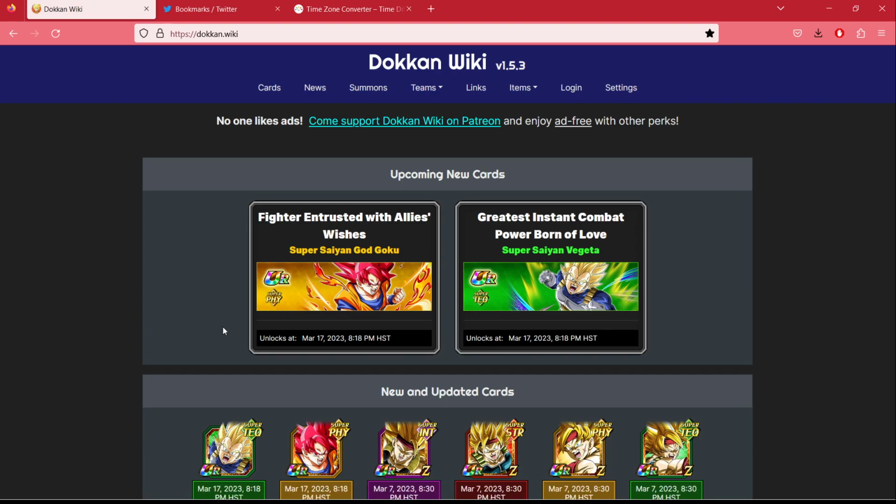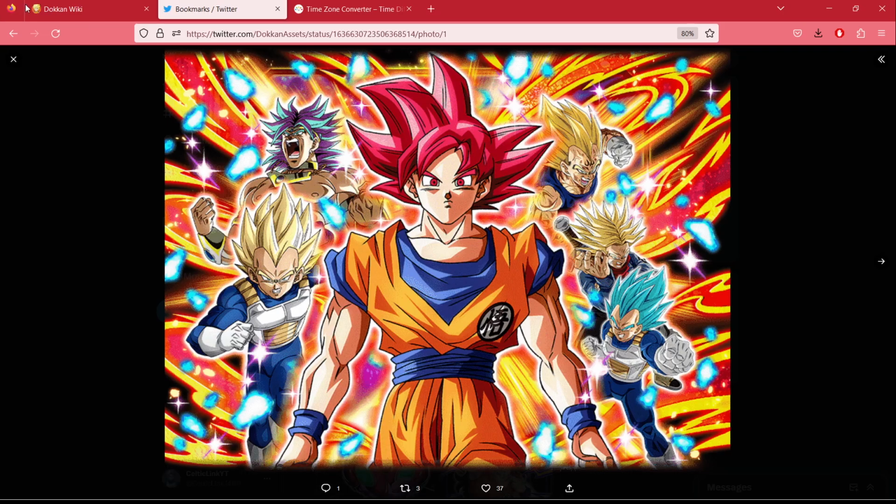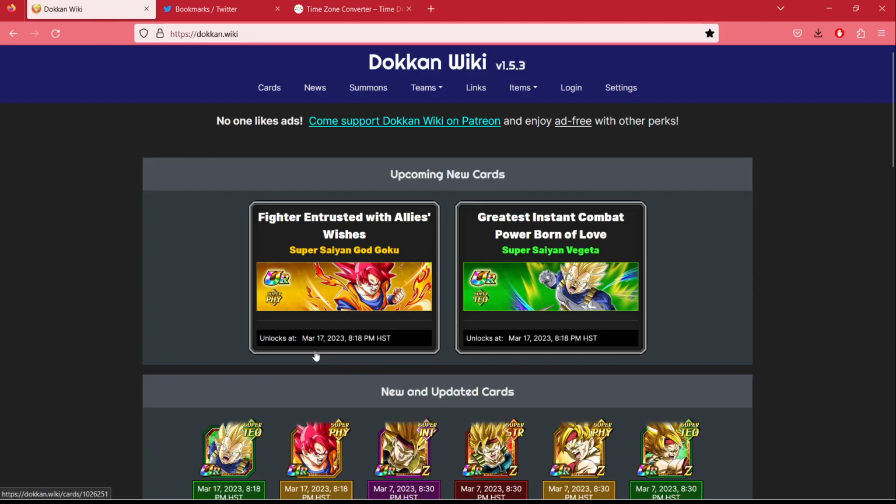And one of the biggest things for knowing when units are coming is whenever there is a new card added to the data download, he puts them up here. And when you go to the website, it will convert to your local time zone and tell you exactly when the unit is dropping. So for the God Goku, the Super Saiyan Vegeta, Rage Vegeta, and this wonderful banner right here, they are all dropping at March 17th, 8:18 p.m. So that is about 11 hours from the time that this video drops.